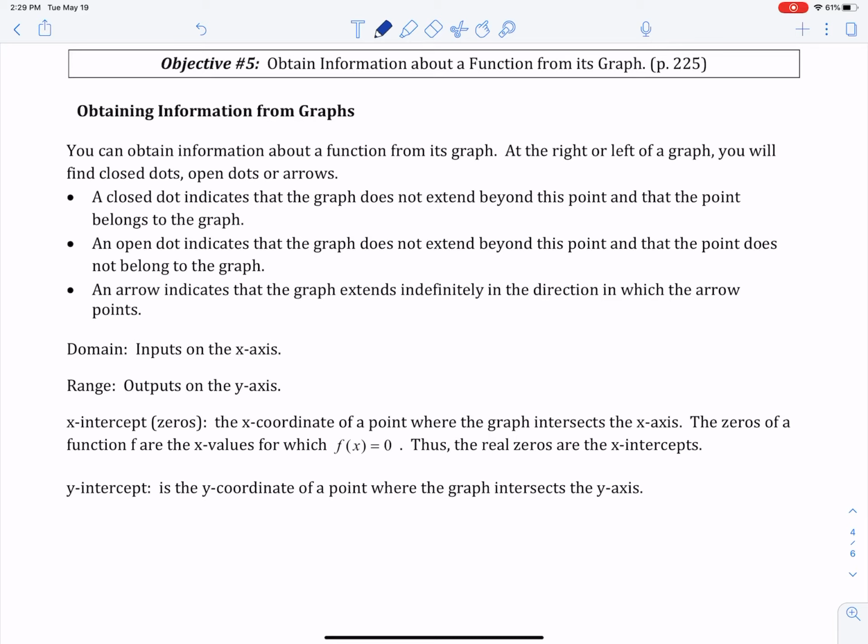If it's a closed dot, that indicates that the graph stops there, does not extend beyond this point, and this point belongs to the graph. If it is an open dot, this indicates that the graph does not extend beyond this point and that the point does not belong to the graph. And if it's an arrow, that indicates that the graph extends indefinitely in the direction in which the arrow points.